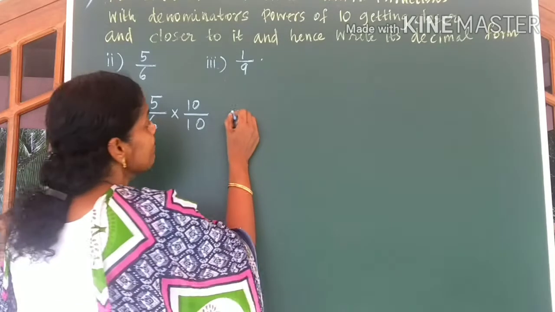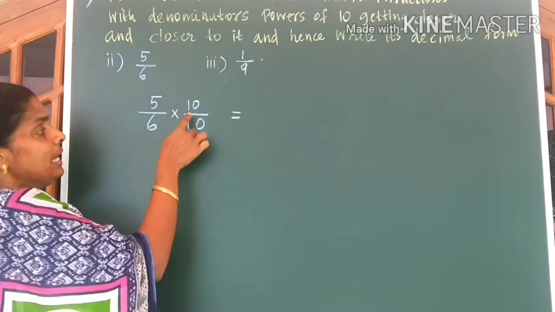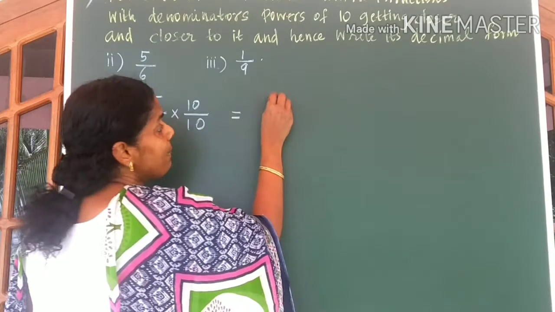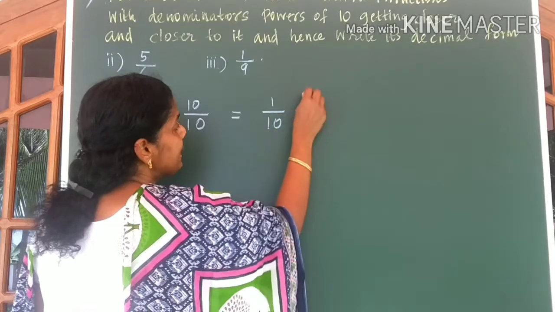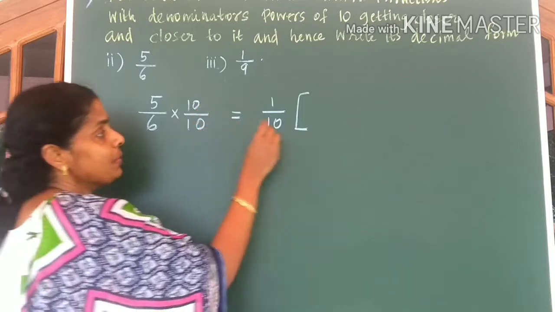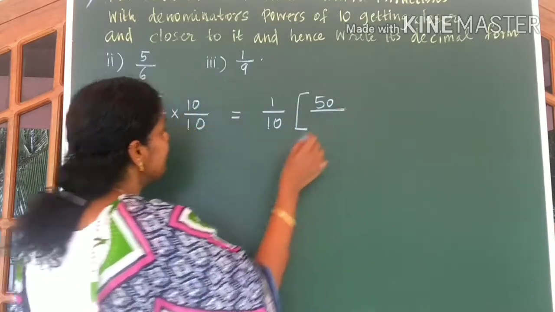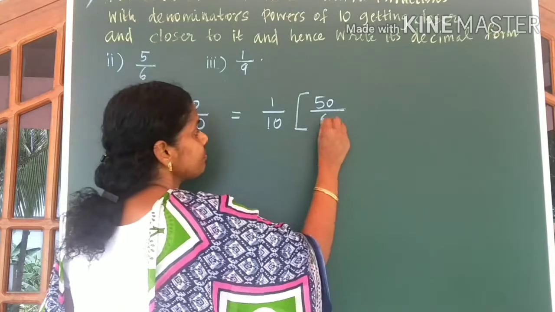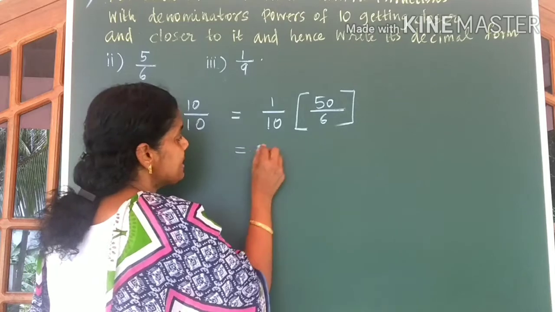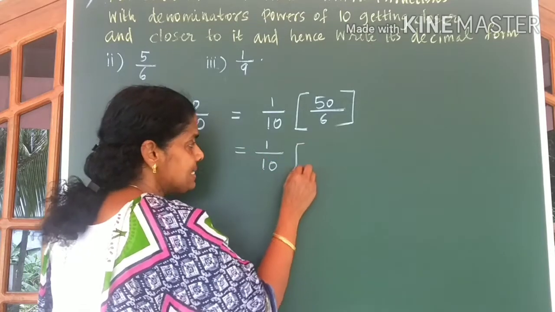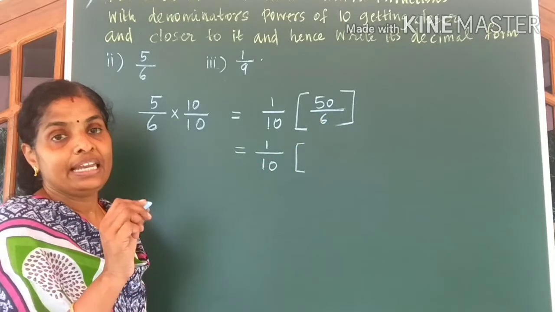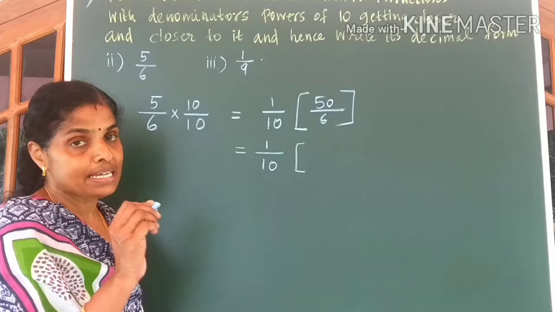Now we can write this to be equal to, let us take this 10 outside, so that we will be able to write 1 by 10 into 5 into 10 gives you 50 divided by this 6. Now what is your next step? Let us write 1 by 10 as such. We know this is an improper fraction. Let us write it as a mixed number.